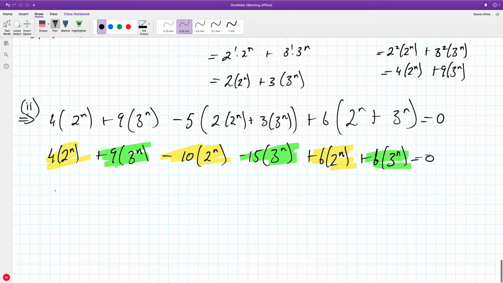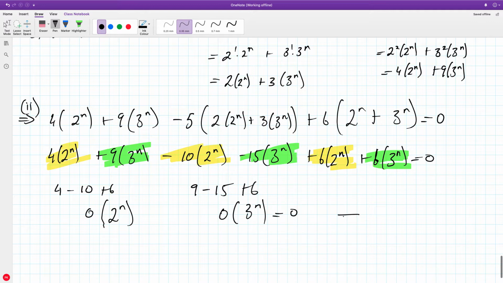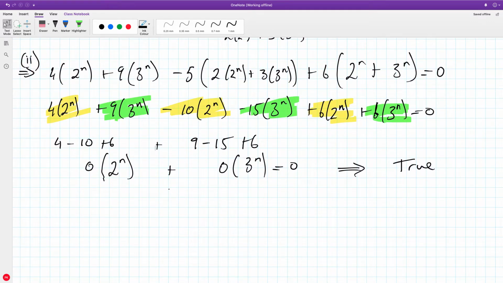That is 4 minus 10 plus 6, which is 0 times 2 to the power of n. And then 9 minus 15 plus 6 is 0 times 3 to the power of n, which is equal to 0. Therefore, true. You all happy? Right, a few of those in the homework again tonight. Right, logs.